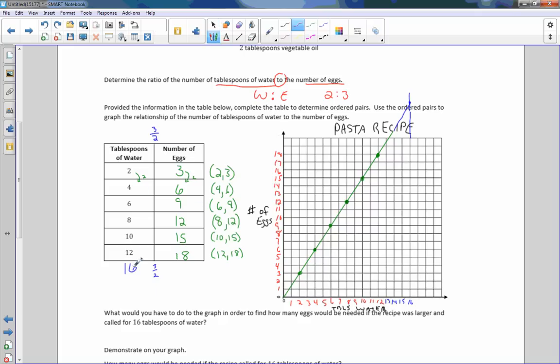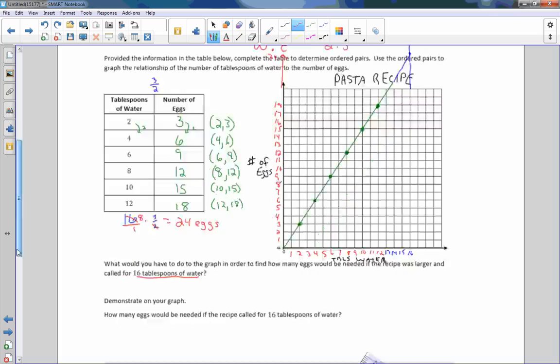So it's 16 tablespoons of water, not 16 eggs. I did it backwards. And 16 times 3 halves is, the 2 reduces the 16 to 8. And 8 times 3 is 24 eggs. So that's where I'd be over here. 24 would be all the way up here and then over.